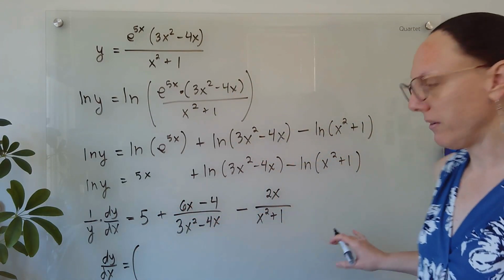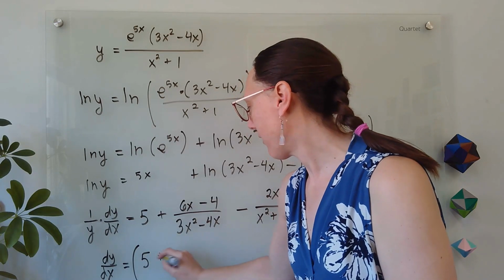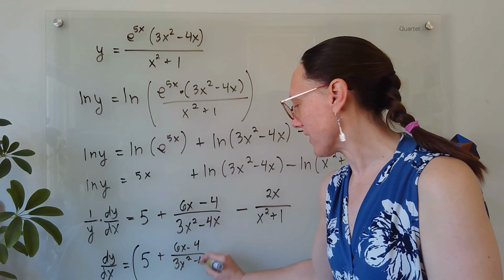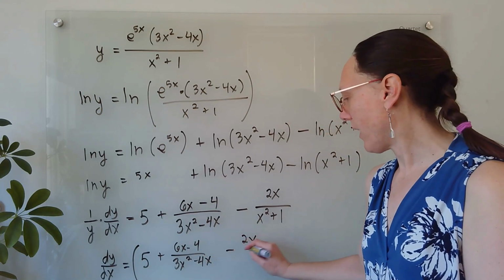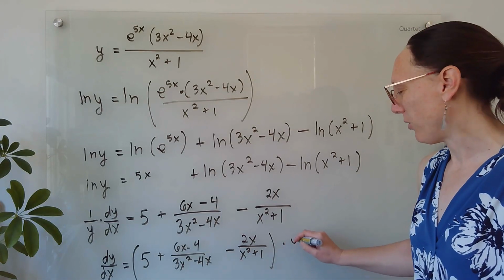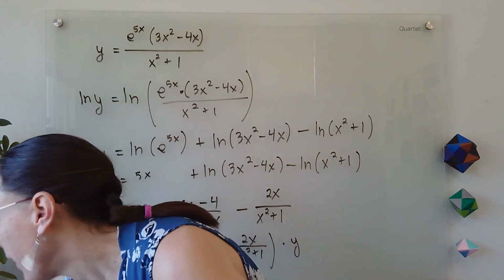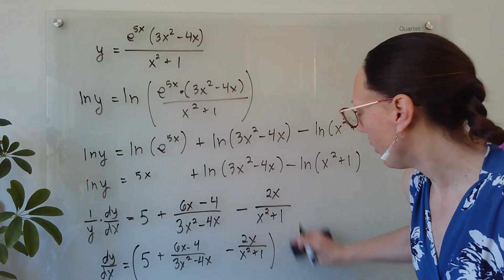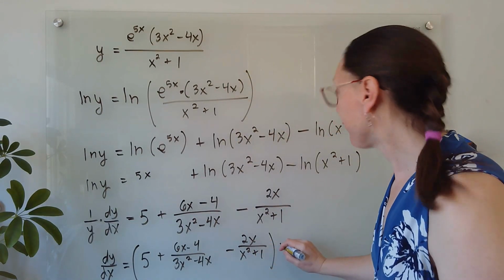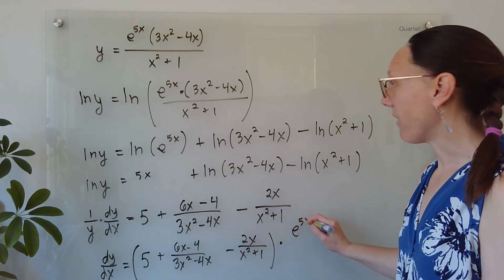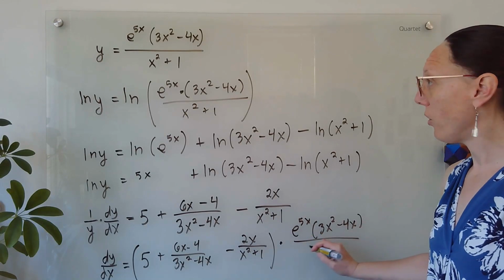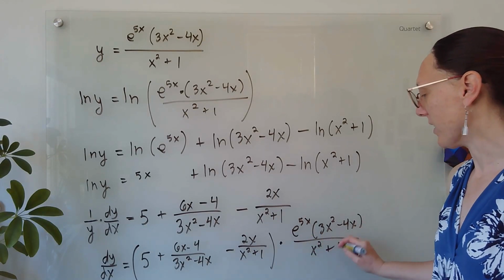I'm going to copy all of this same piece down again. So 5 plus 6x minus 4 over 3x squared minus 4x minus 2x over x squared plus 1. But instead of multiplying by y, I'm actually going to multiply by what y equaled to begin with. E to the 5x times 3x squared minus 4x all over x squared plus 1.